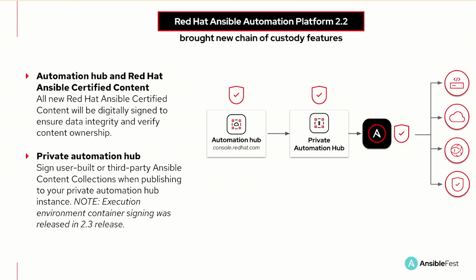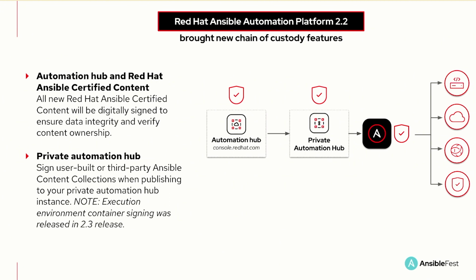Ajay talked about how you are getting your collections for your automation. You can either get them from Ansible Galaxy, that's the community content. You can also get them from public Automation Hub, which is at console.redhat.com, which holds the certified content. Now, all the content on the public Automation Hub is signed through Ansible's partner engineering team and Red Hat's product security team.